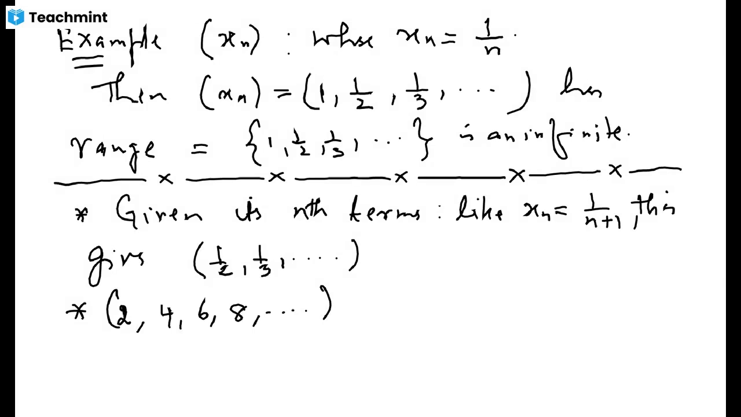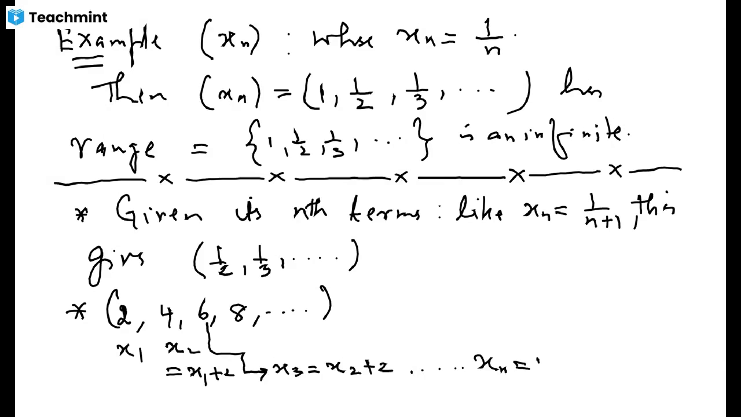And as in this case, you may see that the first term is 2, x1 is 2, x2 is 4. You can write x2 to be x1 plus 2, and then you see the third term of this sequence is 6, and x3 is 4 plus 2, 4 is the second term, you may write. So one of the ways to look at this is this. And similarly, this pattern will give you that the nth term of this sequence is nothing but its preceding term, that is the (n minus 1)th term, plus 2. So this is something different.